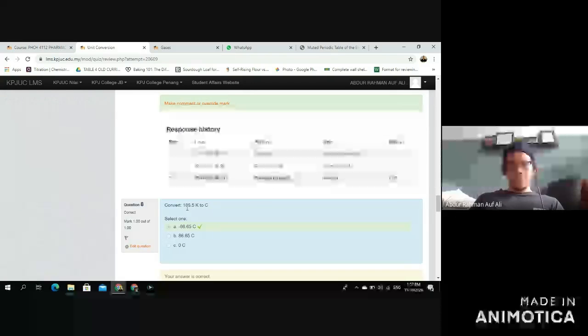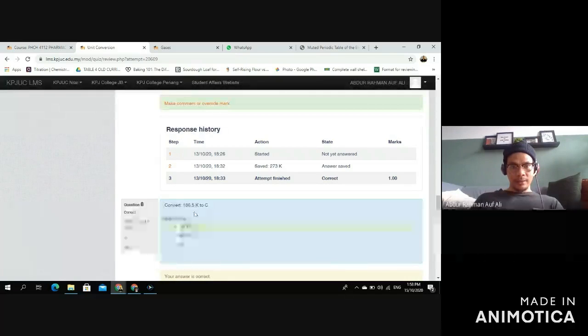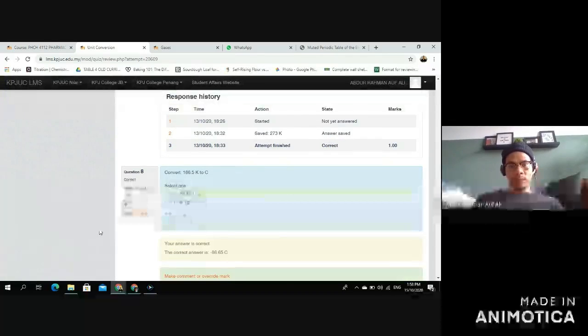186.5 Kelvin to Celsius. In order to convert Kelvin to Celsius, you just do the opposite. If you want to convert Celsius to Kelvin, you plus 273. If you want to convert the other way around, you just minus 273. So the right answer is negative 86.65 degrees Celsius. Okay, it's straightforward.